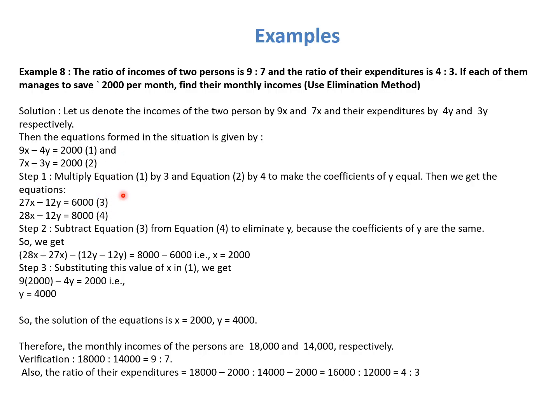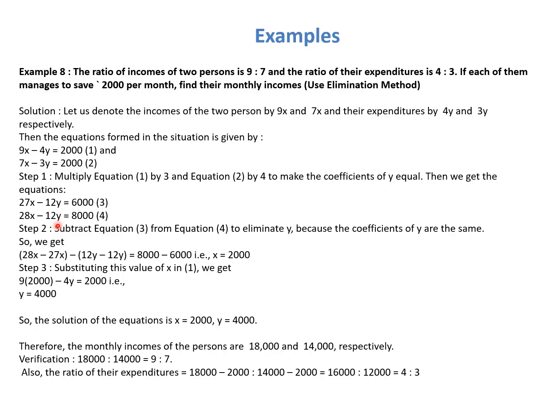Now in the elimination method, what we have to do is make the coefficient of either of the equations equal. We can use the x variable or we can use the y variable. In this case, we have used the y variable. To make the y coefficients equal, we have to multiply the first equation by 3 and the second equation by 4.